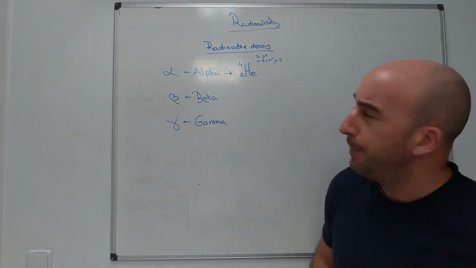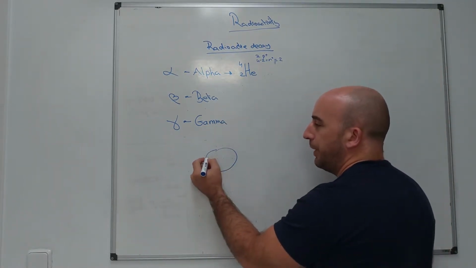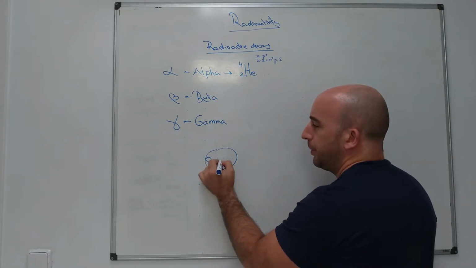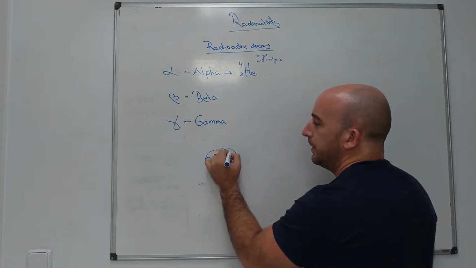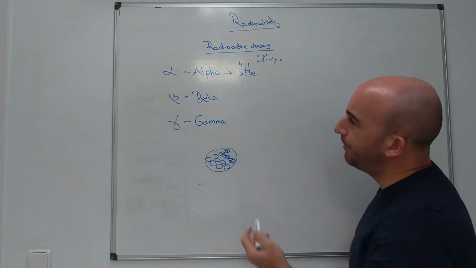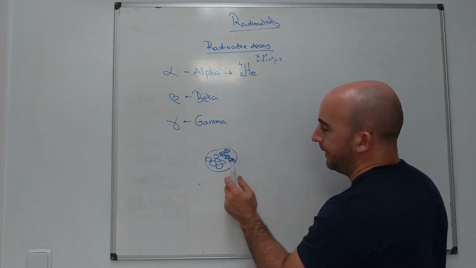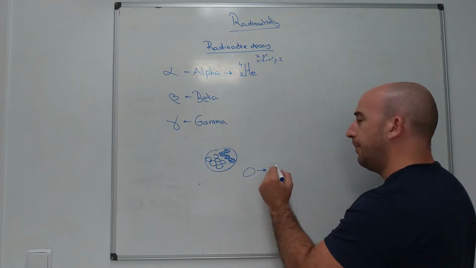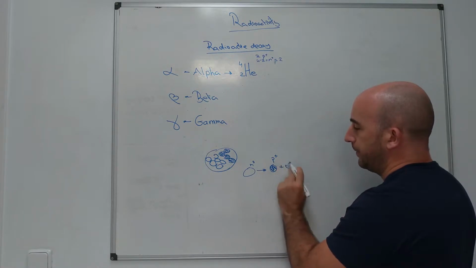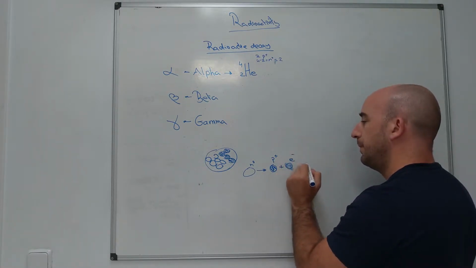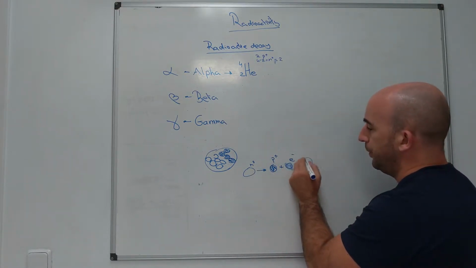Beta decay. What's a beta decay? A beta decay is a bit different. You have a nucleus where you have the neutrons and the protons. And what's going to happen in a beta decay is one of the neutrons is going to divide itself into a proton, an electron, and an antineutrino, which you don't really have to know.